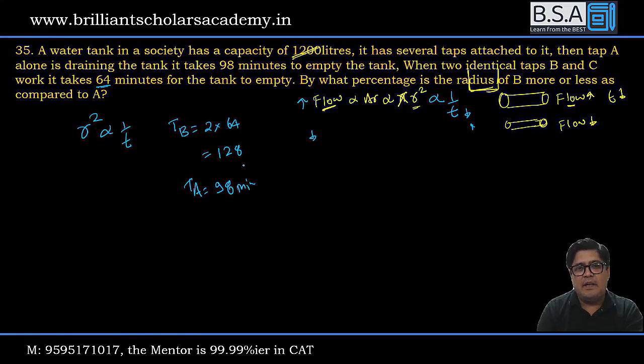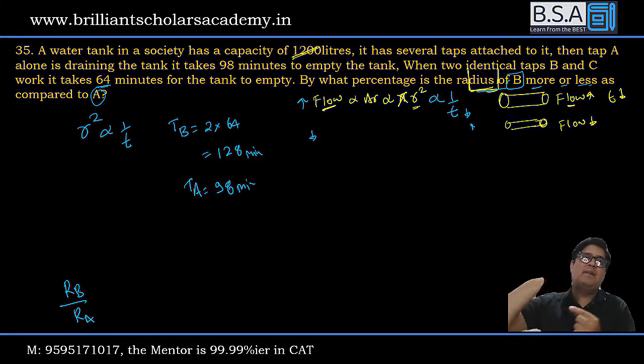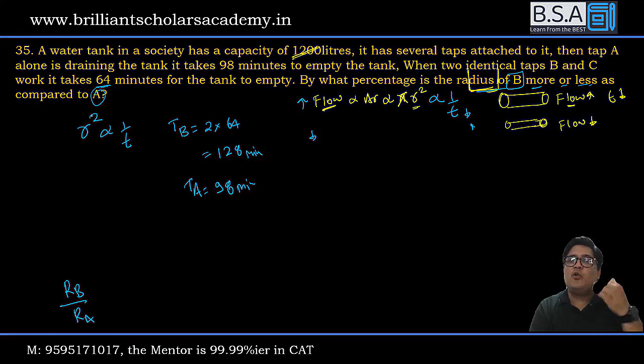98 minutes. Now comes a very critical part. You want what? Radius of B is how much more or less compared to A. So basically you need radius of B upon radius of A, because the percentage comes out of A. Comparison to, or compared to A, must be in the denominator of the calculation.